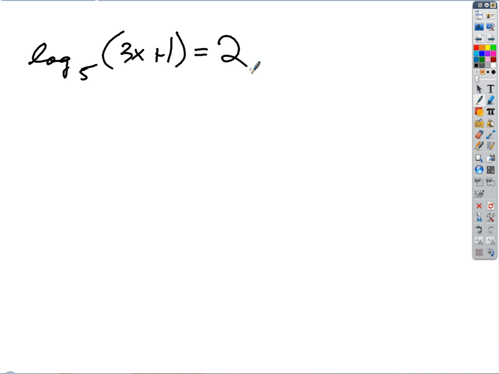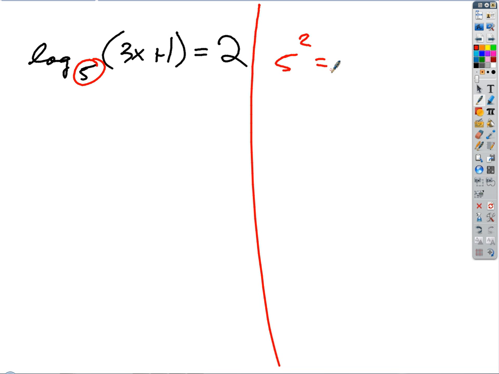What do we do whenever we see those log statements? What do we, in those first chapter 8 assignments, what do we always do to rewrite those? Well, no, we rewrote them in exponential form, right? If the left side of the board is going to be log form, we could rewrite that same thing on the right side in exponential form. Remember how we said that? We always said whatever the base is, so 5 to the 2 equals 3x plus 1. What's 5 to the 2? 25. I just solved that little equation, right?